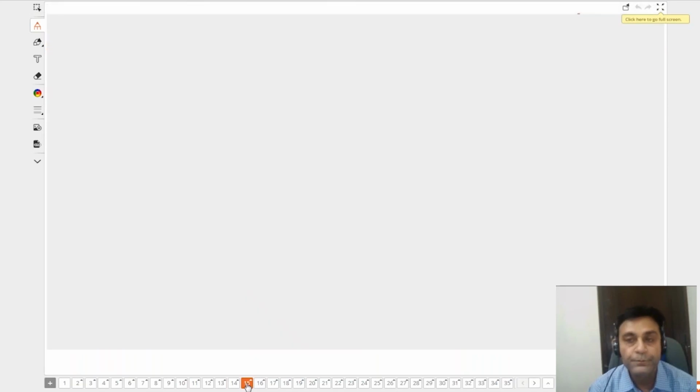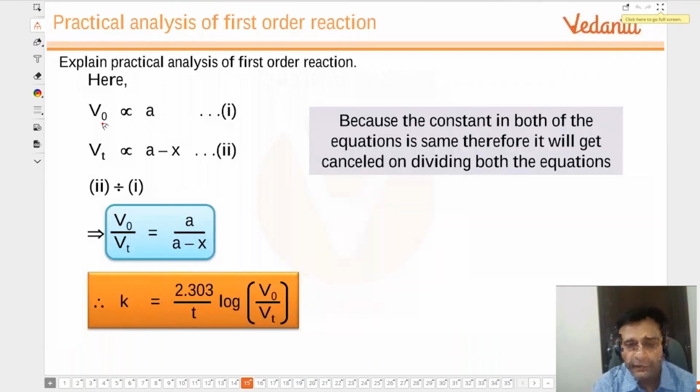Now, the initial amount of the KMnO4 used is directly proportional to the amount of the H2O2 taken in the beginning, that is A. After time T, it is A minus X. Got it? So if I divide the two, that will give A upon A minus X, or I can say V naught upon V. So instead of writing A upon A minus X, I can write V naught upon VT. Let me know if you find any problem here.